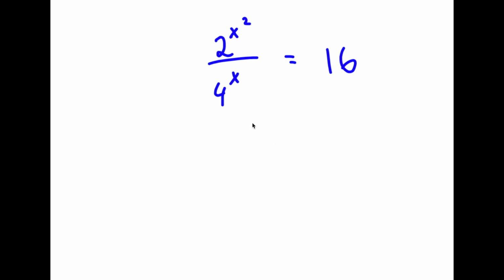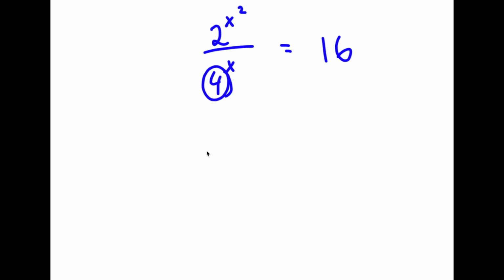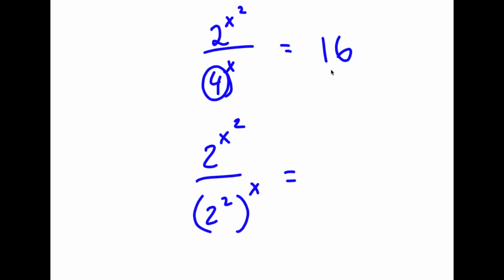Alright, so in this problem, I have 2 to the power of x squared over 4 to the power of x is equal to 16. So what I'm first going to do is rewrite 4 here as 2 squared. So now I have 2 to the power of x squared over 2 squared to the power of x is equal to 16. I'm going to rewrite 16 as 2 to the power of 4.